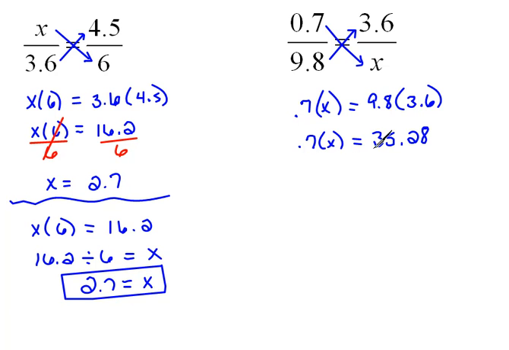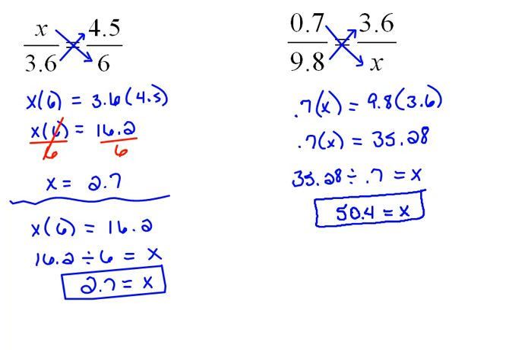And now, rather than multiplying to go forward, we could divide to go backwards. So 35.28 divided by 0.7 would equal that unknown amount. And when we do this division, either by hand or using your calculator, we should get 50.4 equals x. Now this is the correct answer.